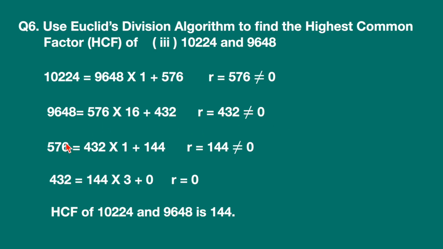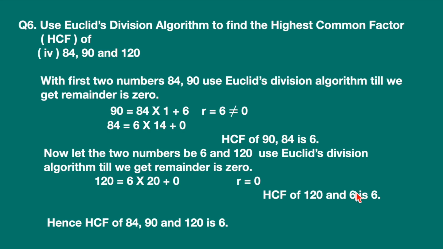So take 576 here and the divisor, this remainder will become the divisor, 432. Divide, you will get quotient 1, remainder 144. Again, it is not equal to 0. So this 432 is equal to 144 multiplied by 3 plus 0. So now the remainder has become 0. Therefore, 144 is the HCF of these two numbers.